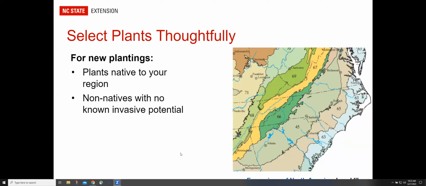So with thoughtful plant selection, when you are choosing a new plant for your landscape, we encourage you to favor either plants that are native to your region, or if they are non-native, that they don't have a known threat of invasive potential. So going back and reading through the lists from the different organizations on our previous slide will help you become familiar with things that maybe we're still planting commonly in our landscapes.